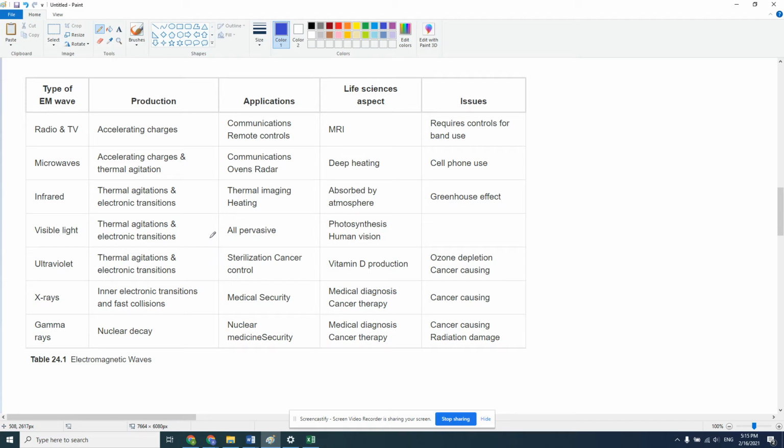The next level is visible light. Visible light is, well, believe it or not, what you see with your eyes. Visible light, we do know ROY G. BIV, the 7 colors in visible light: red, orange, yellow, green, blue, indigo, violet. I just want to go ahead and say that there's more than 7 colors. There's a lot more than 7 colors. There's arguably an infinite amount of colors in the visible light.